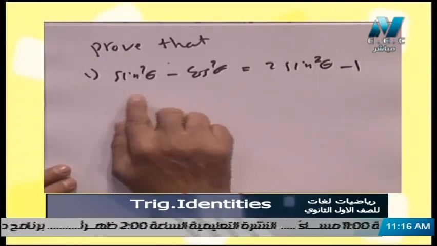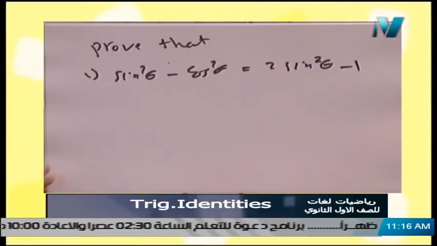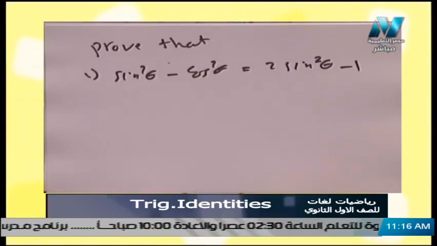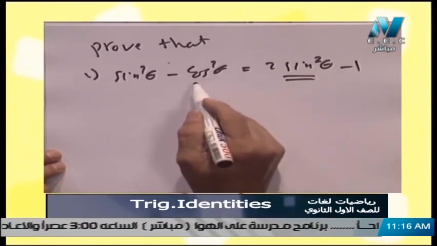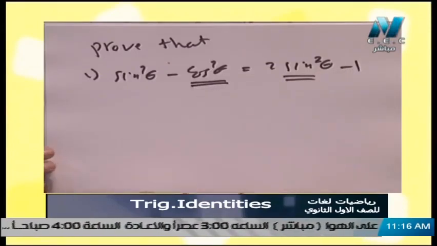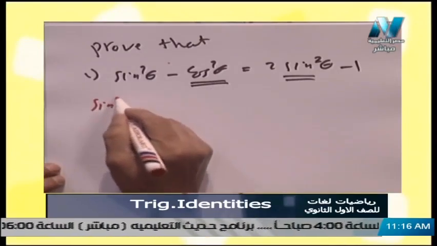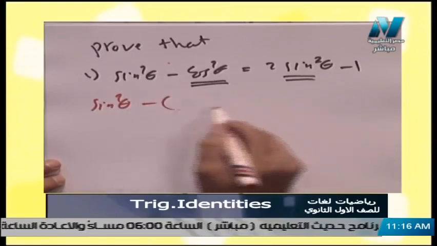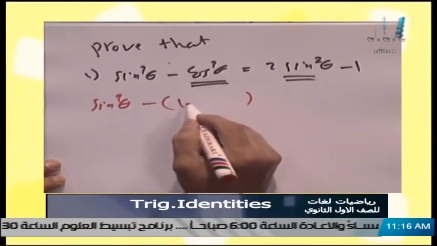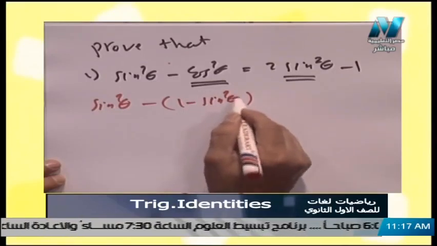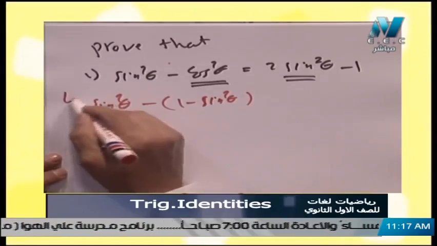We want this part, which is left hand side here, to equal the right part. This part is just sine, and cosine must be omitted here. So we write sine power 2 theta as it is, minus, we know that cosine power 2 theta we can write as 1 minus sine power 2 theta. Why? Because we want sine only.